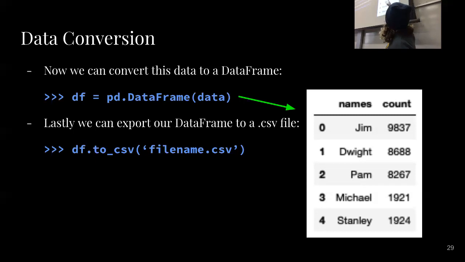So remember, names was the column name, that was the key. The value is this entire column or list of values. Count was another key, and then these numbers correspond to that key, the values to that key. Okay?